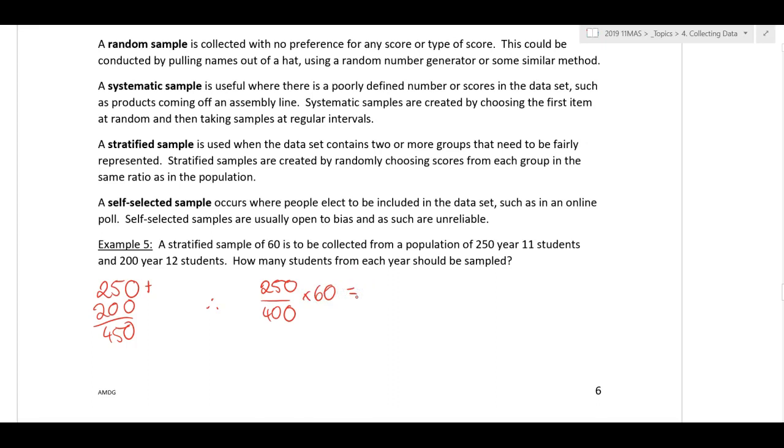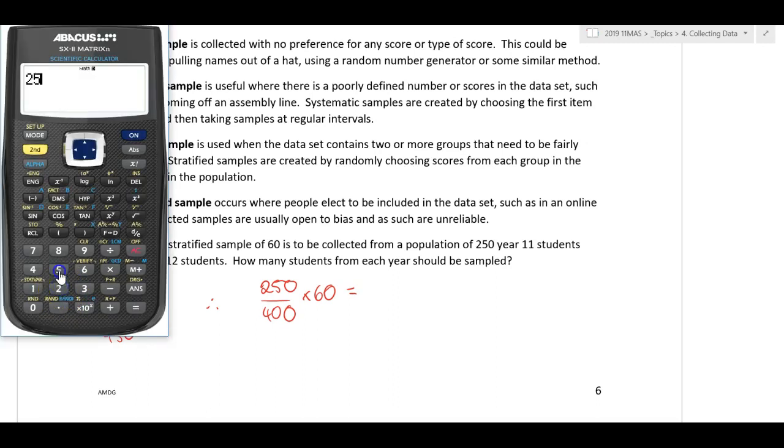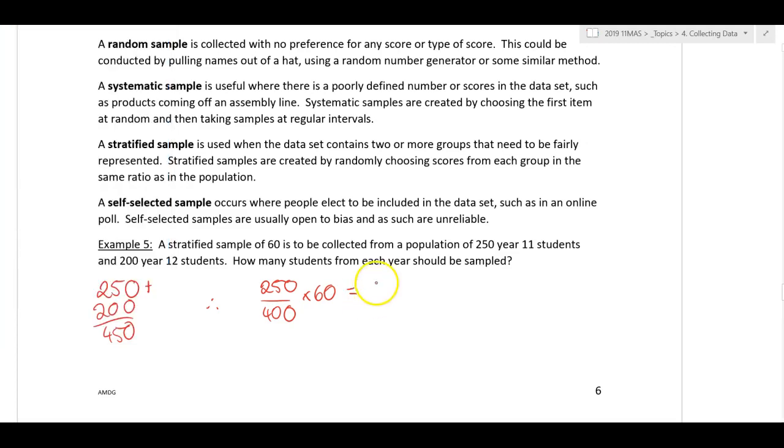Rightio, 250 over 400. Oh, geez, I'm going to need a calculator. Hang on, this was prepared earlier. 250, I'm going to use divided by for my fraction, divided by 400. So 0.625 or 62.5% of my group is Year 11. If I multiply that by 60, 37.5, we're going to round that up to 38. So I want 38 Year 11s.